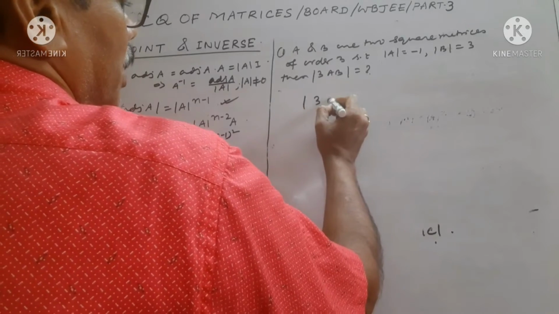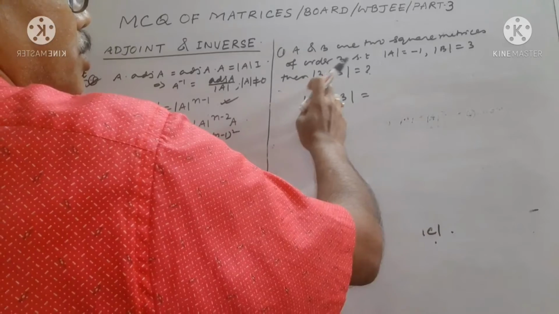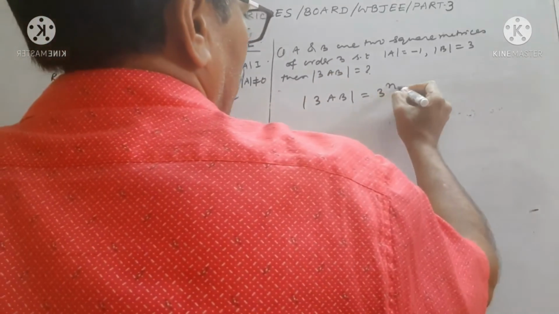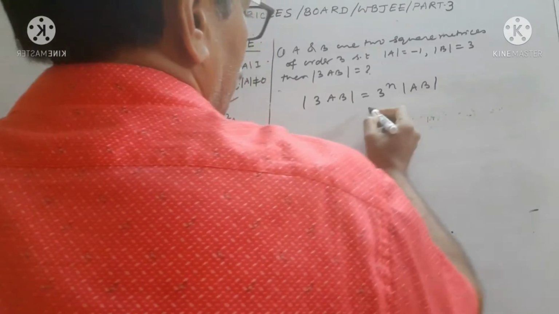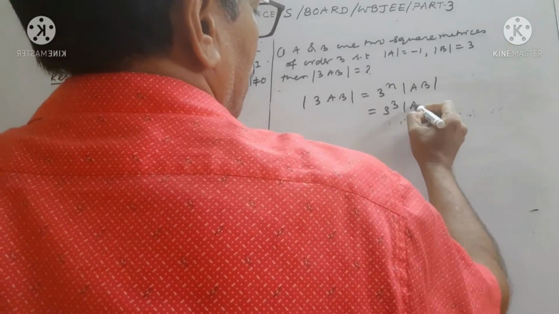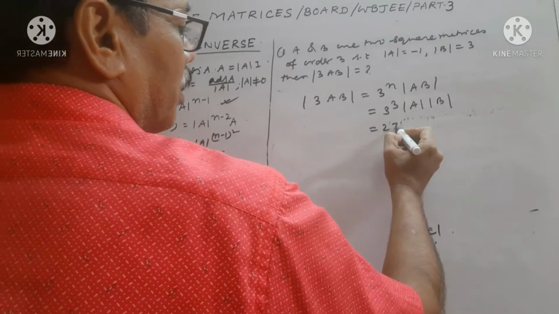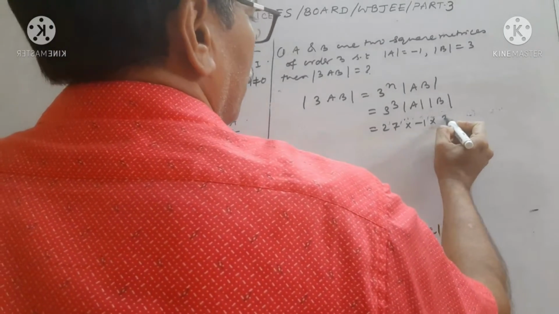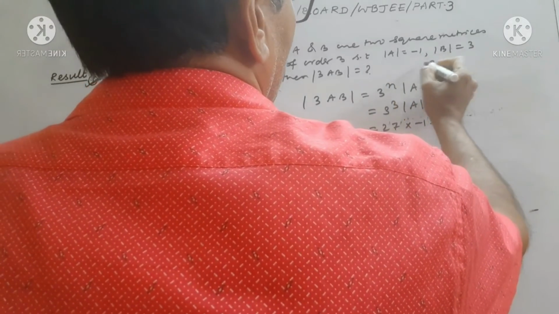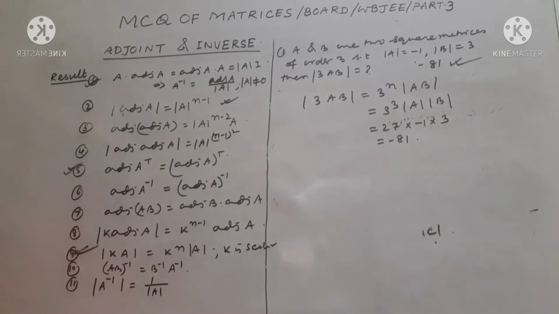So, determinant of 3AB is 3 to the power n times determinant AB. So what is n? It is of order 3. So 3 to the power 3, determinant A into determinant B, by the well known property. This is minus 1 and this is 2. So this is minus 80. So what is the value? Minus 80. Very simple result.